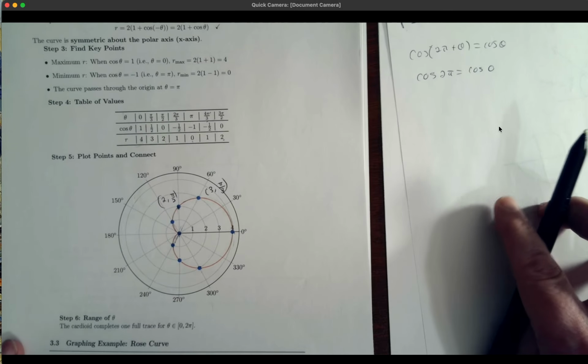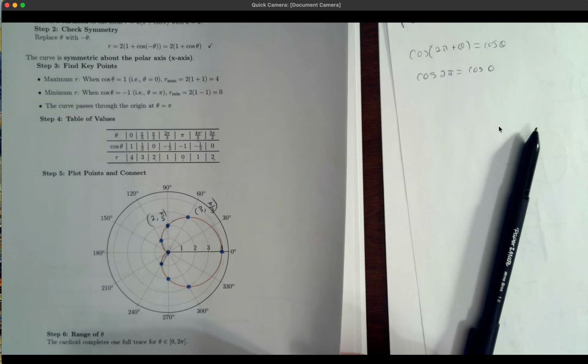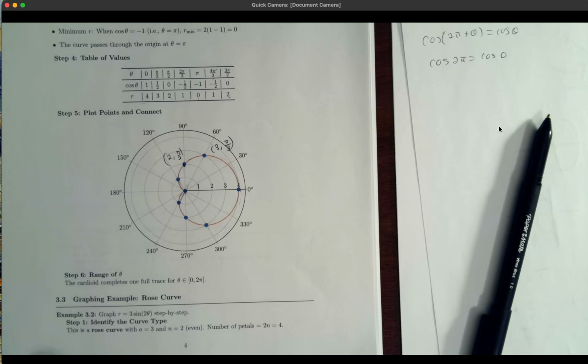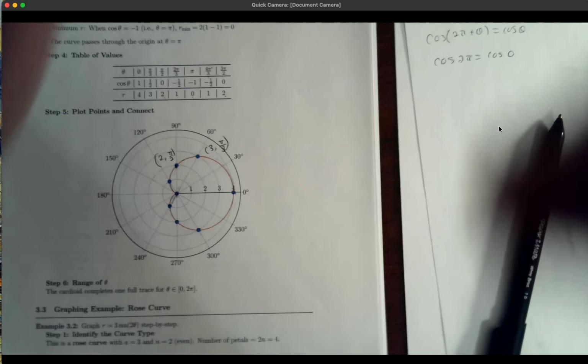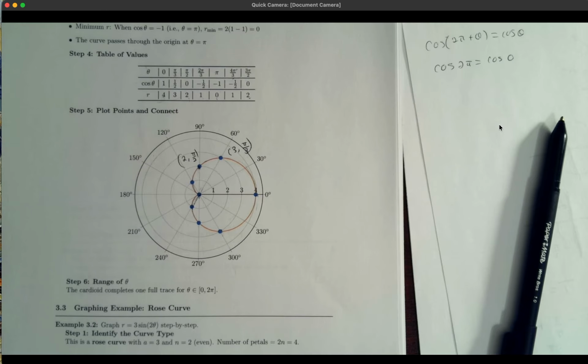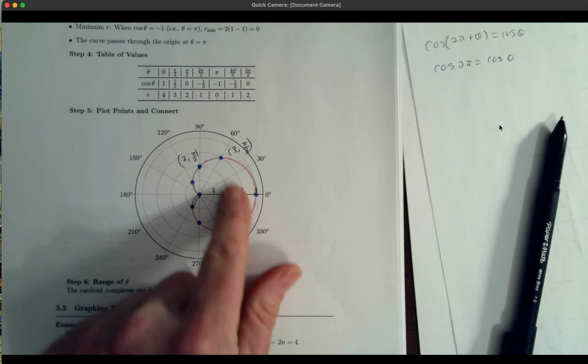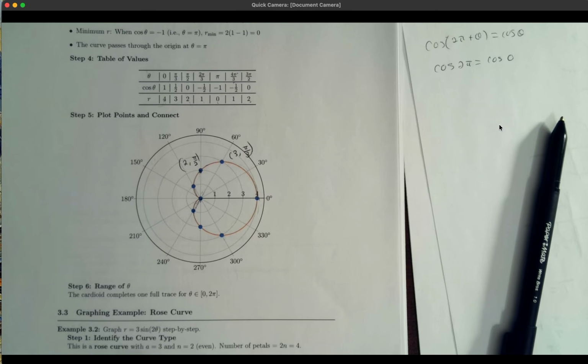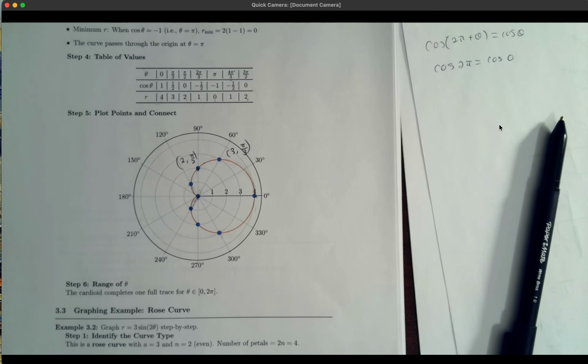All right, let's take a look at another graph. This one we'll go through a little faster. r equals 3 sine of 2 theta. All right, give that a try yourself. Why don't you take a minute and see if you can maybe use this as a guide. Make a little table of values, and try to see if you can get an idea for what the graph looks like.